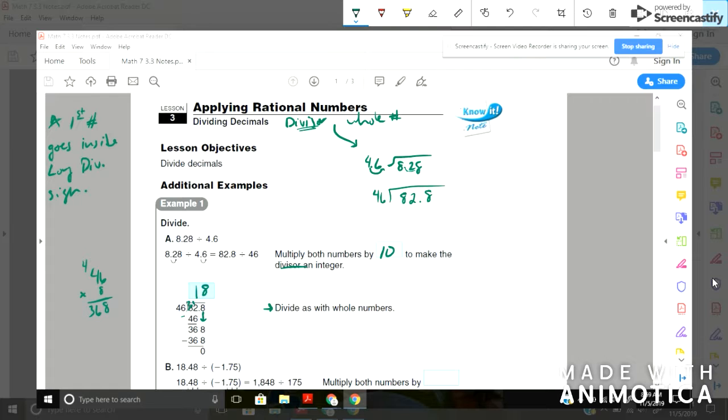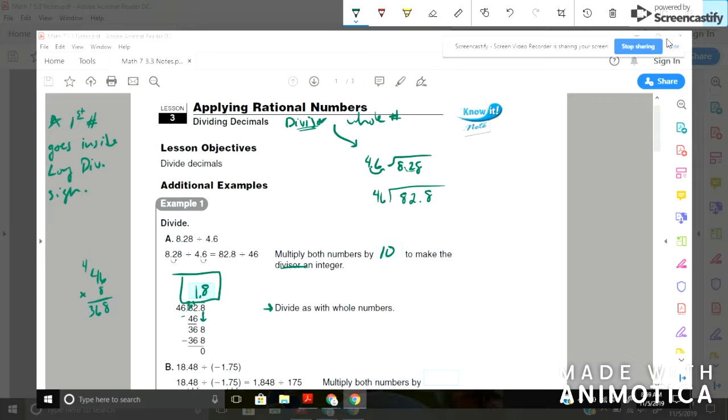Now, the last thing, don't forget bringing your decimal point straight up in your quotient. Okay? So my answer would be 1.8. Okay? And does that make sense? Well, let's just double check here. If I rounded this to 8 and rounded this to 4, 8 divided by 4 would be 2. And this is pretty close to 2. So that makes pretty good sense.